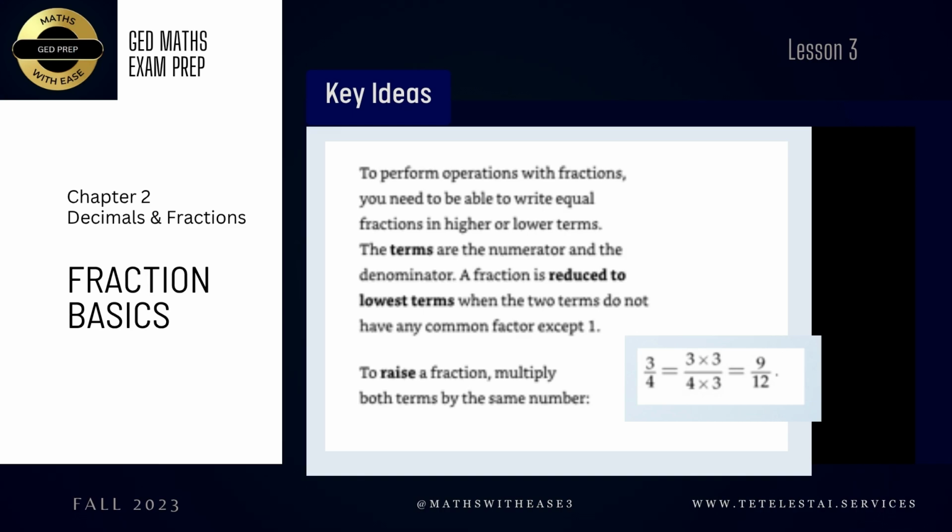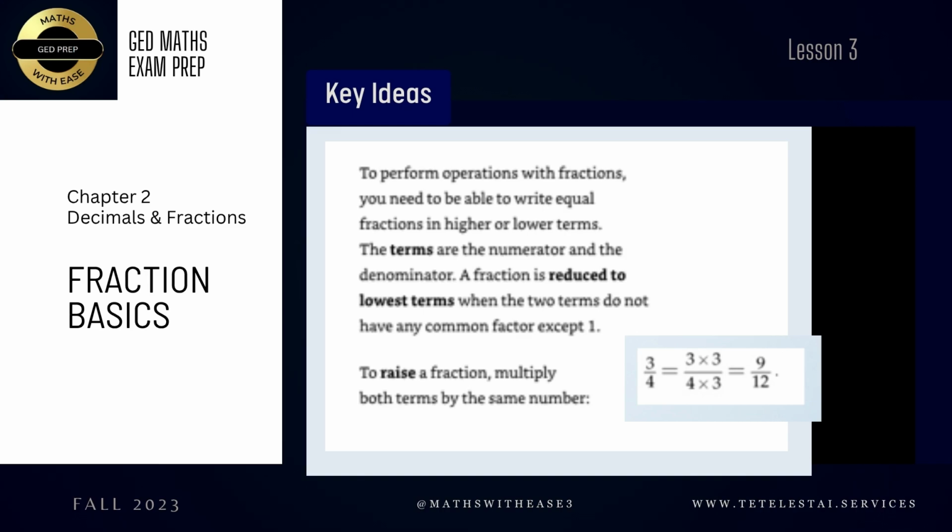So to perform operations with fractions, you need to be able to write equal fractions in higher or lower terms. So the terms are the numerator and the denominator, and then the fraction is what you would reduce to the lowest terms when the two terms don't have a common factor, okay? And I'll explain that a little bit more.